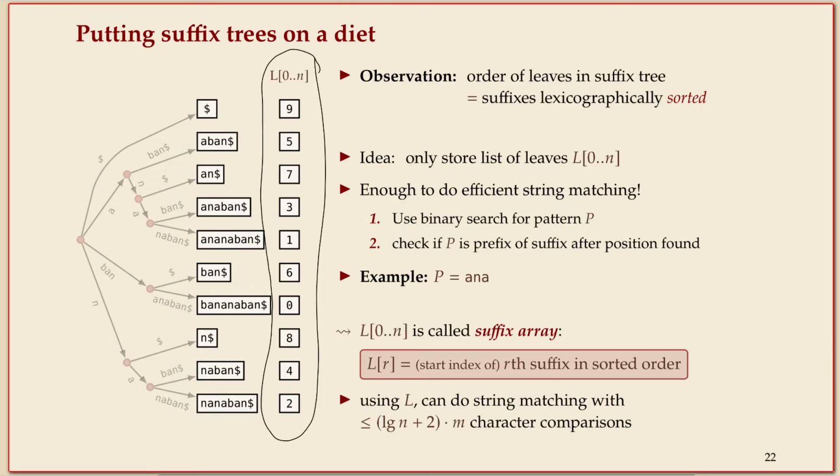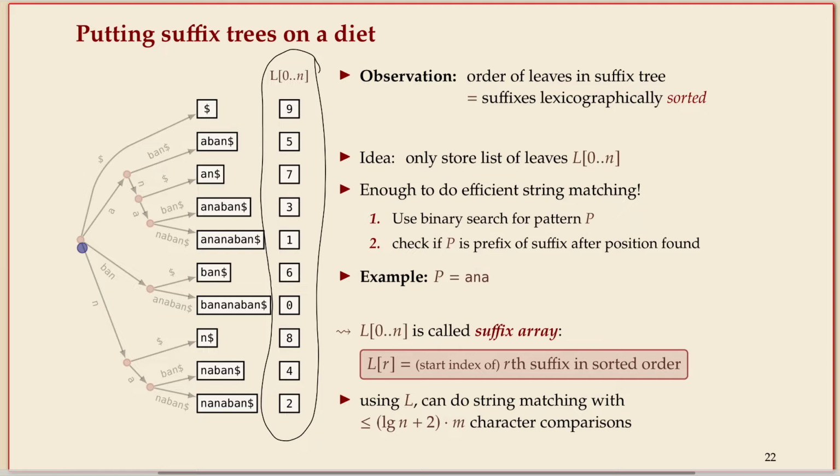We already looked at this last time, so just to repeat the definition, a suffix array is just the starting indices of all the suffixes once you sort the suffixes in lexicographic order. And one way to get that was using the suffix tree.